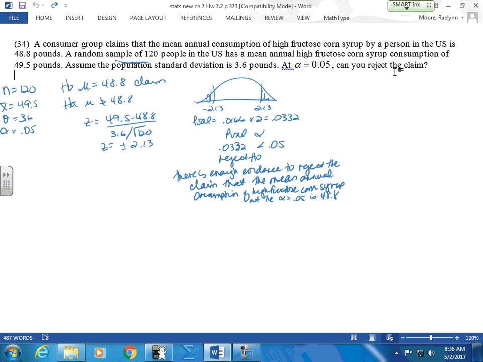Two tails. I find my z-score. Now, if you use your calculator, it automatically takes that p-value and multiplies it by 2. So you do not have to multiply it by 2. Alright, we test, we reject HO. There's enough evidence to reject the claim. Got the mean annual consumption, and you've got to write this out for me. Alright?